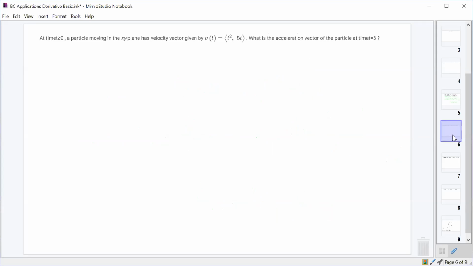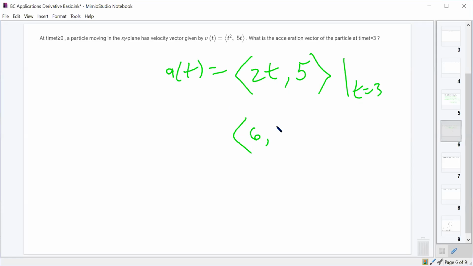All right. This one should be exceptionally easy. We're already given a velocity vector. So if we're given a velocity vector, to get to the acceleration vector it should just be a derivative. Our acceleration vector ought to be 2t comma 5. And if we evaluate that at t equals 3, we should get 6 comma 5. Easy, yeah? They like to put these ones into the multiple choice. All these acceleration vector ones were actually multiple choice questions. I just didn't put up the multiple choice options.